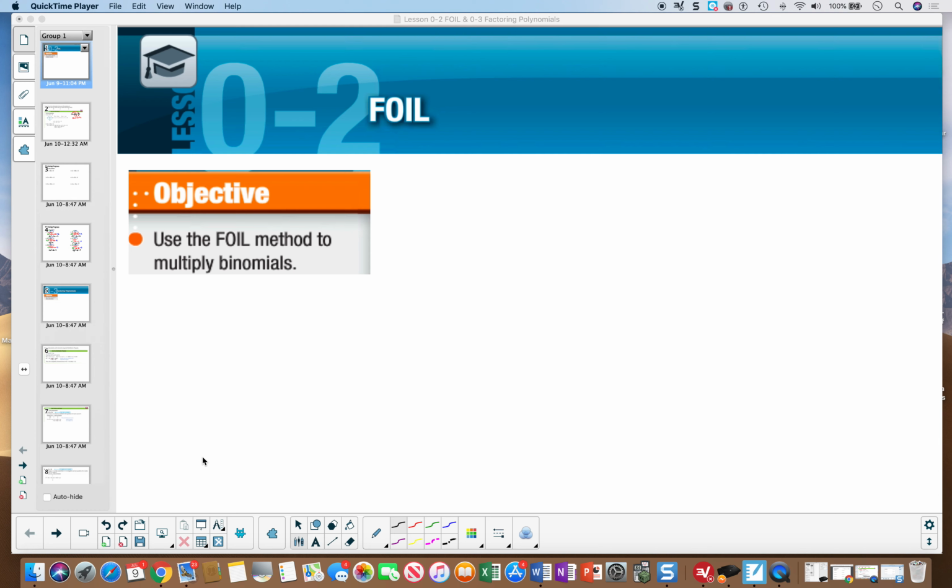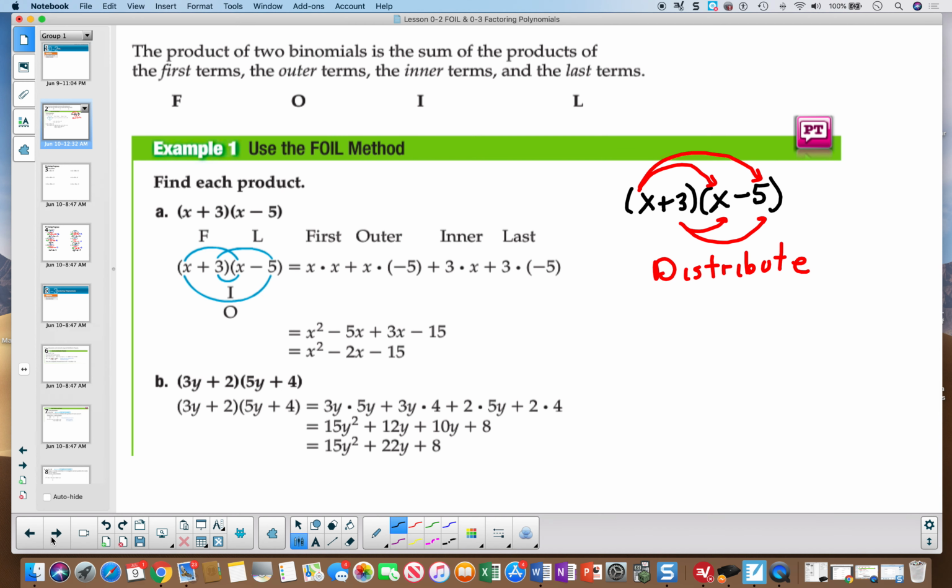Lesson 0-2, FOIL. Use the FOIL method to multiply binomials. Let's take a look at two binomials. That means an expression with two terms being added or subtracted. Now, when we find this product, we're really going to just distribute. And this is the way we can distribute.